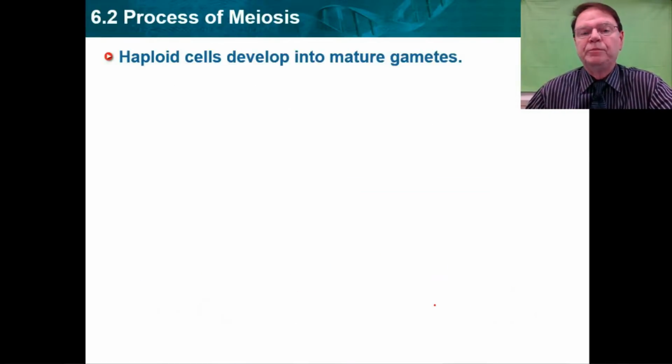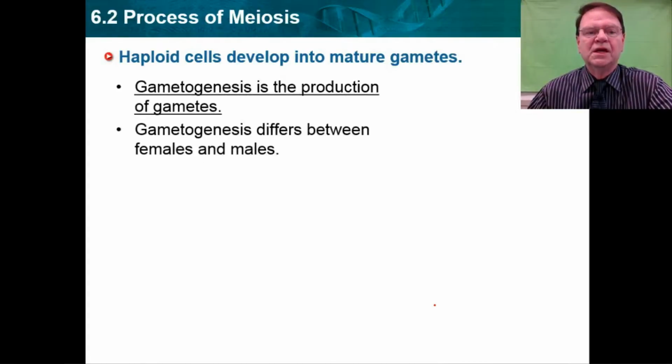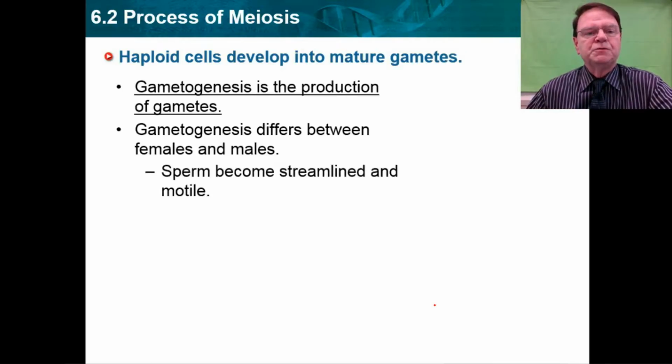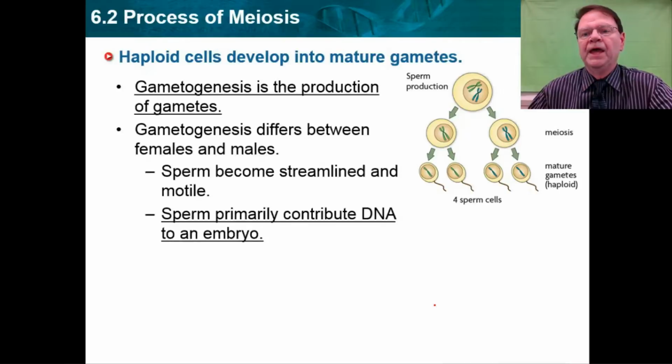Haploid cells develop into mature gametes. Let's study this further. We refer to this as gametogenesis. This is the production of gametes. And gametogenesis is going to differ somewhat between males and females. In sperm, they become more streamlined and they can move around. And you can see we refer to that as motile. Sperm primarily contribute DNA to an embryo. And you can see these pictured here.